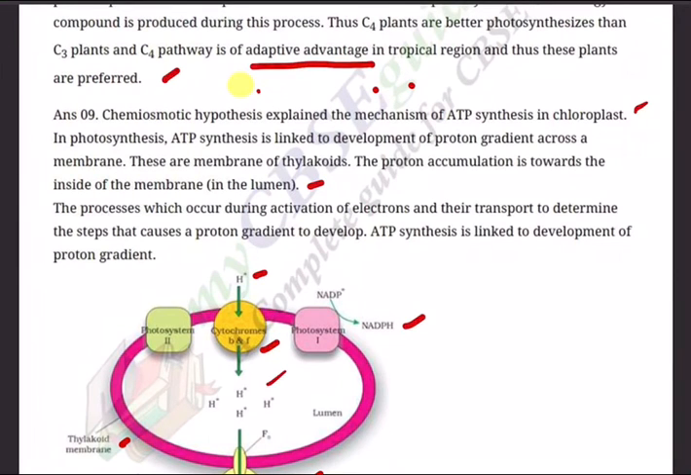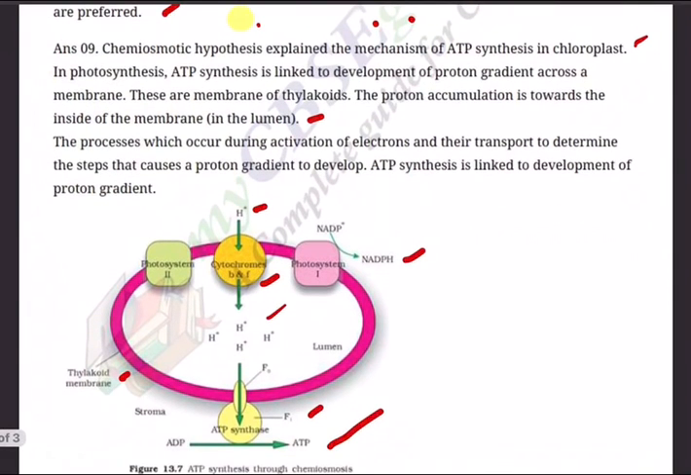You can see the protons, H plus. So there is the lumen inside, and outside of the thylakoid membranes it's the stroma. So in between these two there is the proton gradient that is to be maintained. These are the membranes of thylakoids. The proton accumulation is towards the inside of the membrane. That's why you are able to see H plus here. This is inside the lumen.